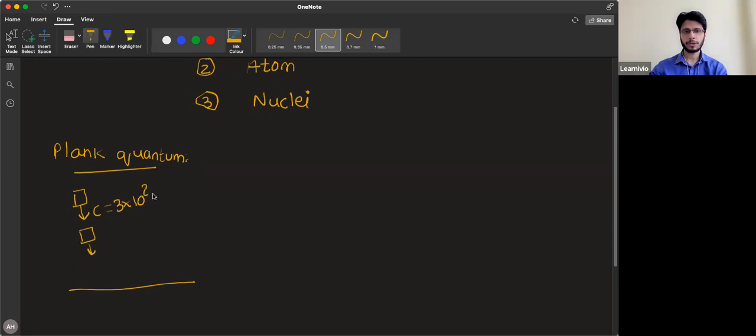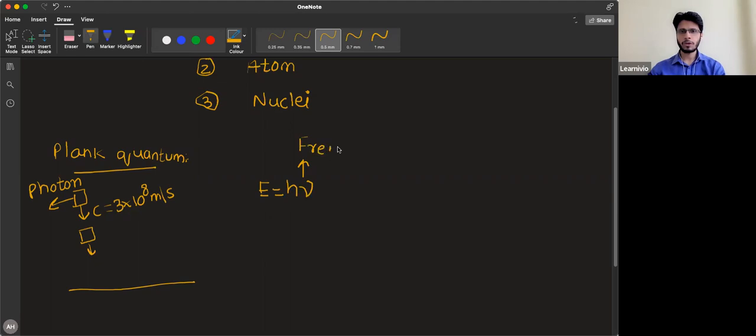3 into 10 raised to the power 8 meters. And the energy of each packet is decided by its frequency. This packet is known as photon. So Planck says that radiation is not continuous. It has packets of energy. Later on, we call those packets of energy photons. The energy of each photon is given by this expression: Planck constant multiplied by frequency. Nu is the frequency of radiation.